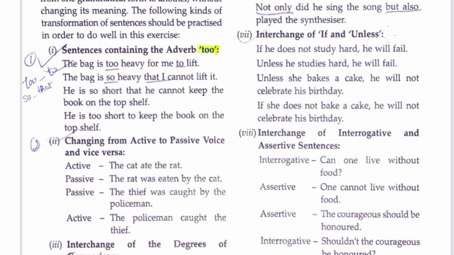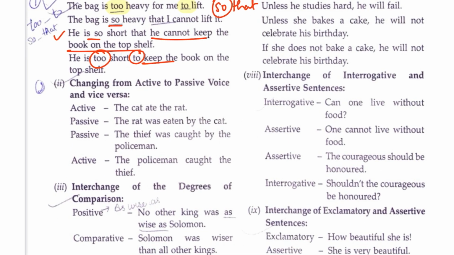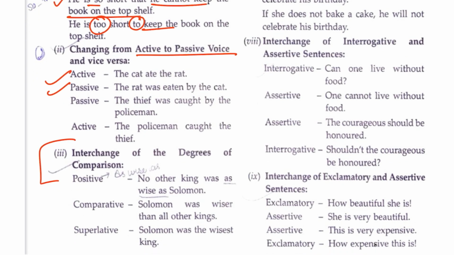The bag is too heavy for me to lift. So they'll ask you to use so in this question. The bag is so heavy that I cannot lift it. He's so short that he cannot keep the book on the top shelf. Too short to keep this book. Then active to passive voice. These are very simple. Then interchange of degrees of comparison.